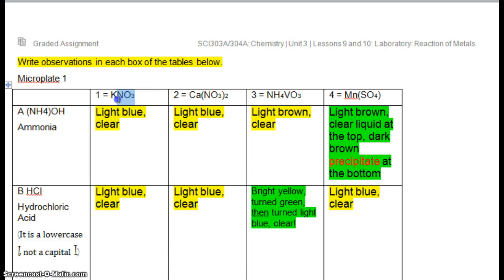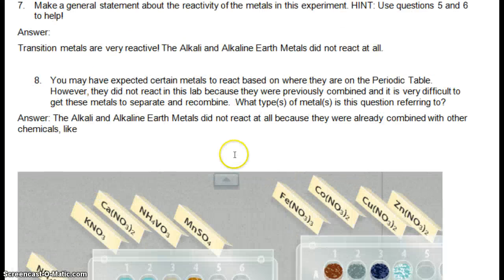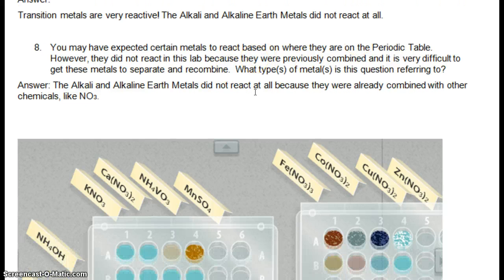They were already with nitrate, NO3. So normally these would be extremely reactive. Like these are the metals that start on fire when you put them in water. But in this case, they didn't react because they were already combined. So once they're combined, they're not going to react again. They're like, nope, I'm happy, go away, leave me alone. So that part sometimes trips people up a little bit, so I wanted to make sure and talk about that part as well.